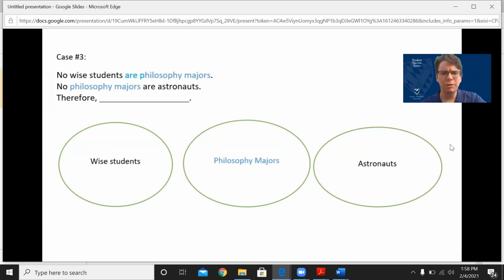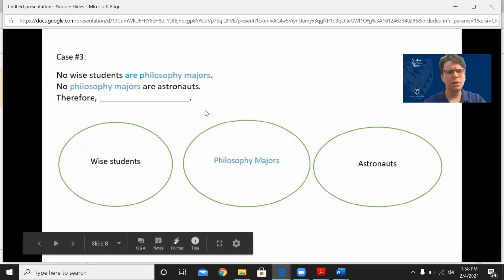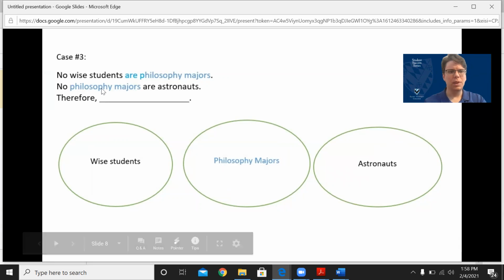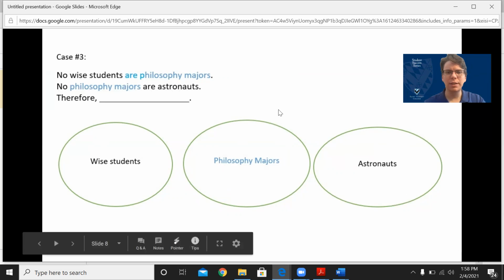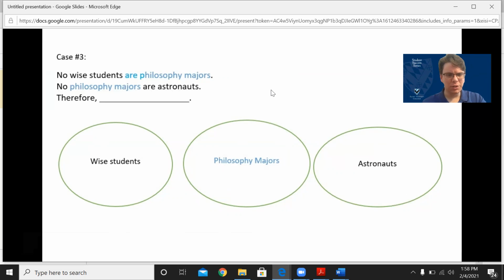Each group, as shown in the diagram, is completely separate from the others, because we have two statements that contain an exclusionary word, no. So no wise students are philosophy majors. Okay, so we put wise students outside of philosophy majors. We also have astronauts not being philosophy majors as well, so we have to put astronauts outside of philosophy majors. Well, there's no overlap logically here between wise students and astronauts, or between any of these categories.